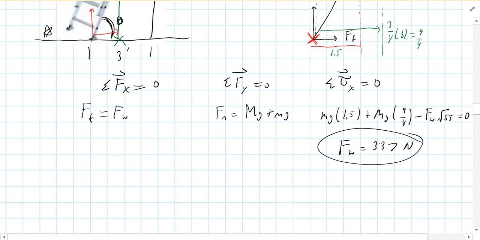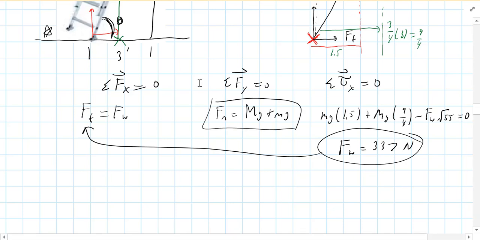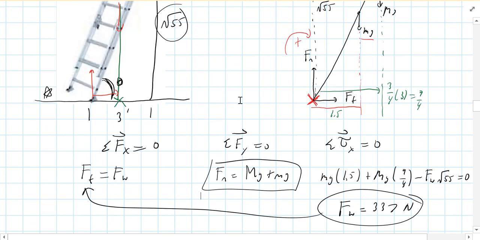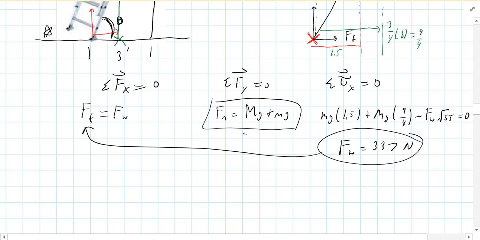Now the cool part is that equals the force of friction. So the force of friction is 337 newtons. And then the force normal, well, I know that. That's just equal to the two weights added together, which is 20 times 9.8 plus 100 times 9.8. So that would be 196 plus 980, which I get 1176, sorry.